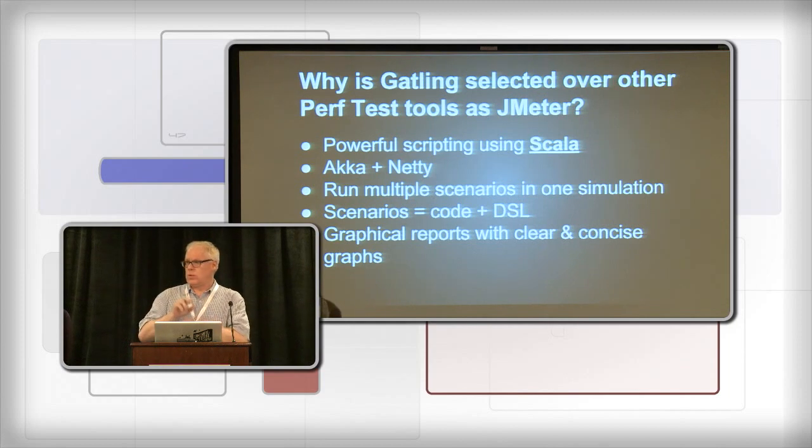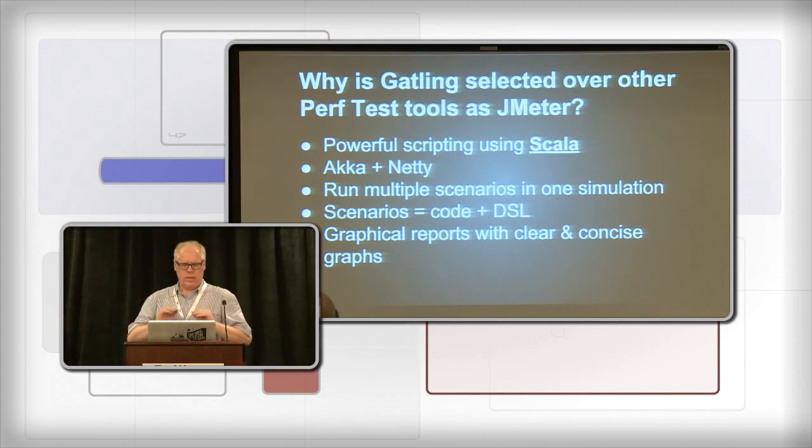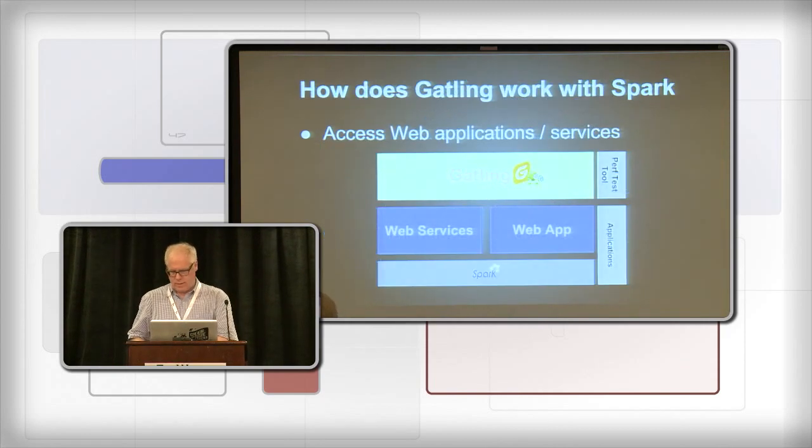Gatling has powerful scripting using Scala. It also has Akka and Netty, which is great for I/O asynchronicity. You're able to run multiple scenarios in one simulation, and scenarios equals code plus DSL, and also in the end you get graphical reports with clear and concise graphs.